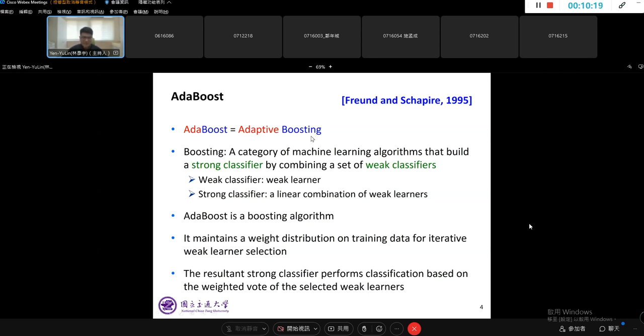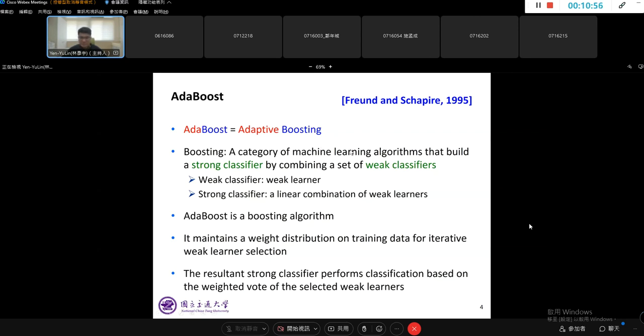To begin with, let's talk about the definition of boosting in the second item. Boosting is referred to as a category of machine learning algorithms that build a strong classifier by combining a set of weak classifiers. This is a long description, but as you can see here, boosting is not one particular algorithm. It is a category of several machine learning algorithms.